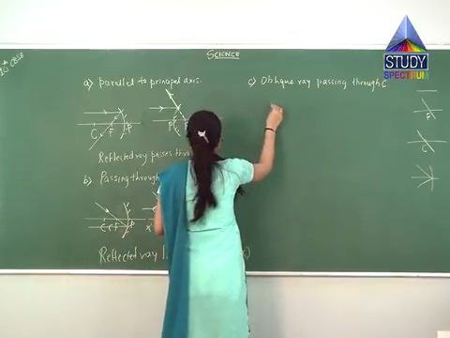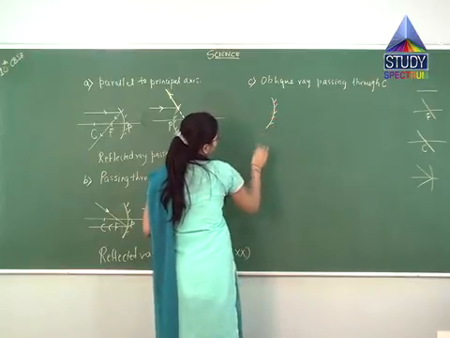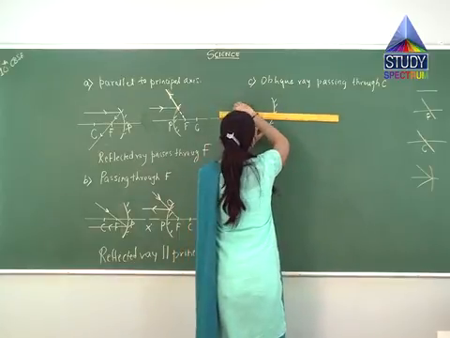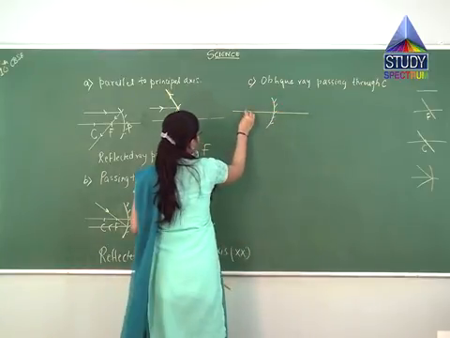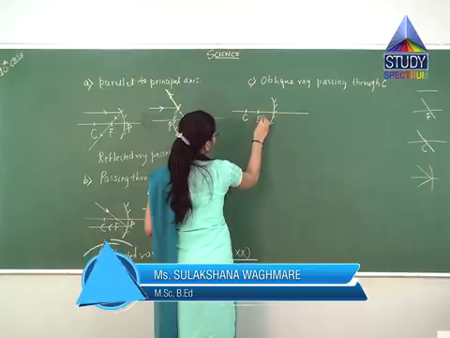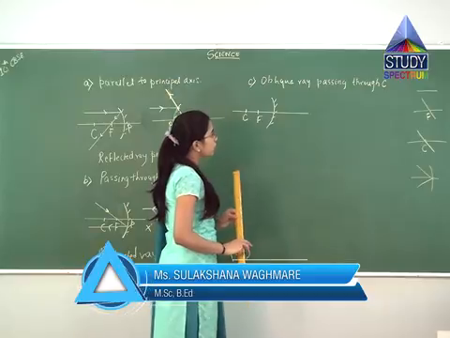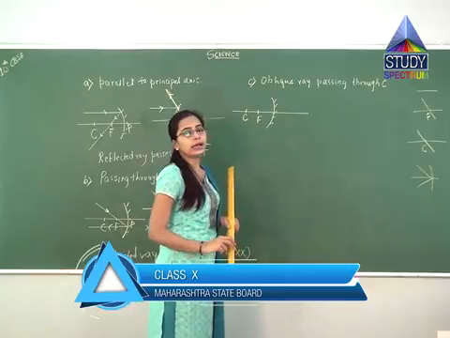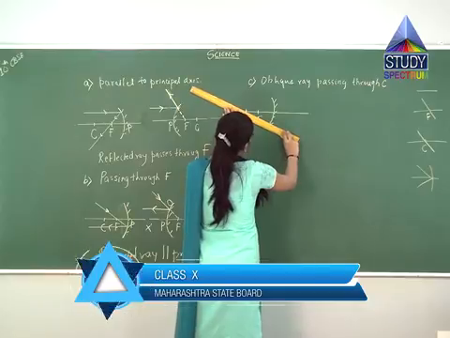Now again let us take a concave mirror. Here is your principal axis. This is your center of curvature C. This is your principal focus. Now the condition is that your ray is incident obliquely and it is passing through C, that is the center of curvature, like this.